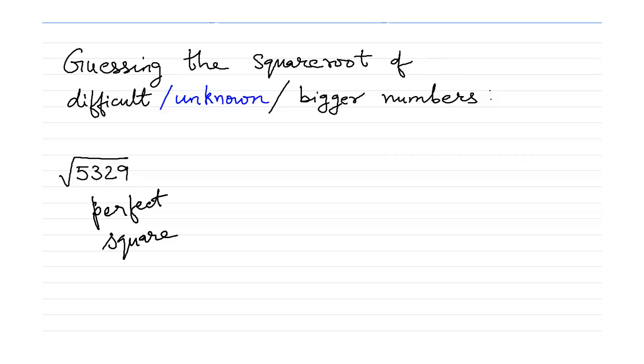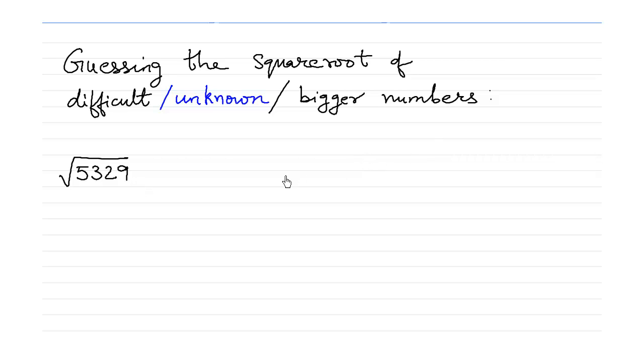So we are going to assume that this number 5329 is a perfect square, which means we'll have a very decent answer. But still, how to find the square root of 5329, or how to at least guess it? And since it's an odd number, it's not divisible by 2. So let us see how to do this.